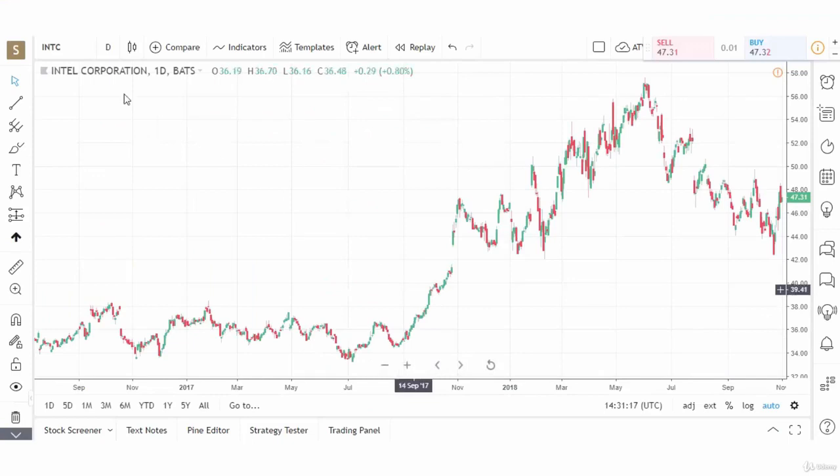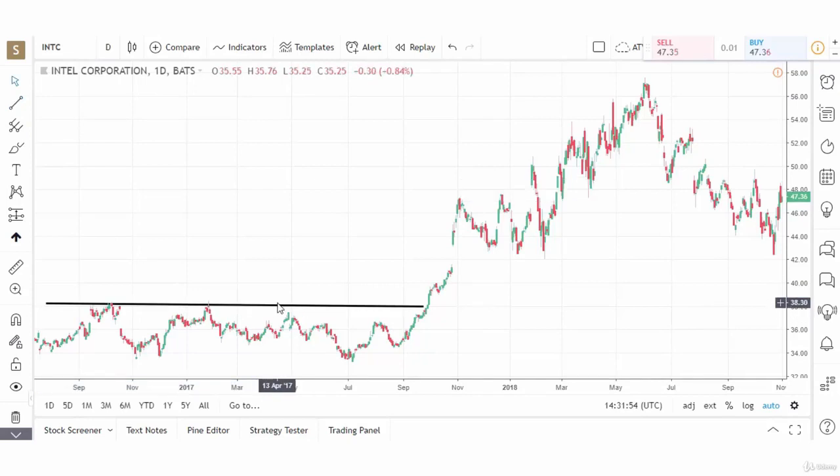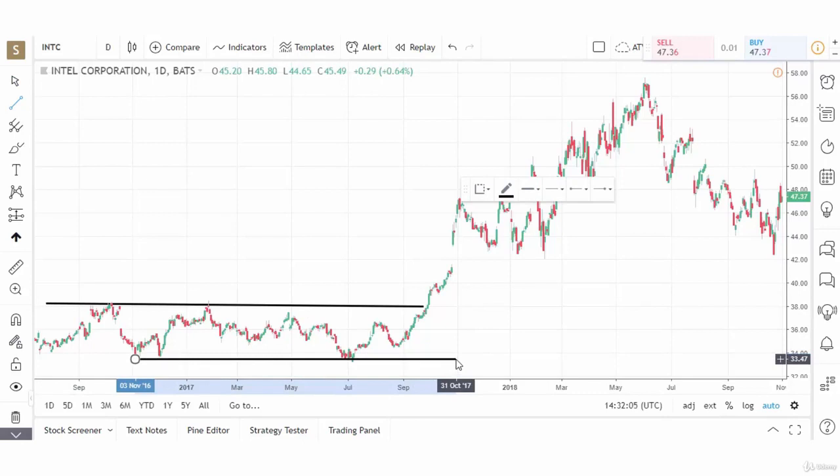We're going to start with a chart of Intel, and here I've entered INTC in the upper left portion of the chart. It's a daily chart. We're using candlesticks, and I'm going to draw a support and resistance level at the beginning of this chart. Here we have a resistance level, and here we have our support level.